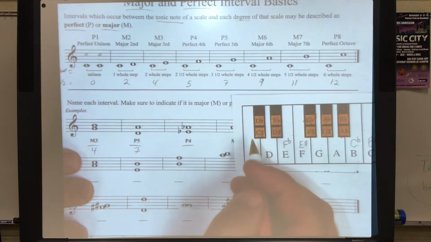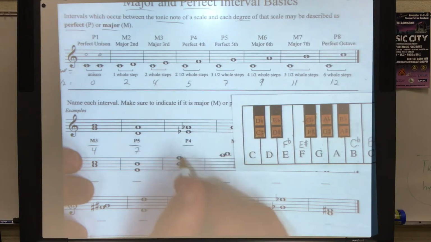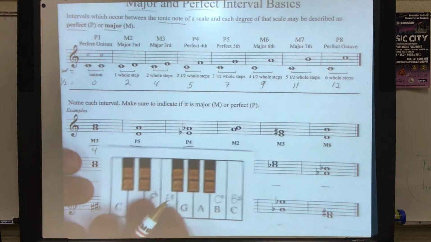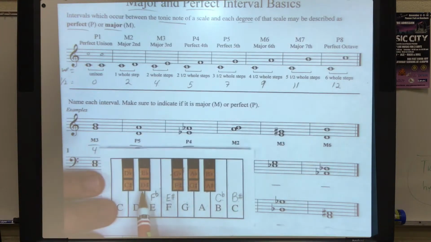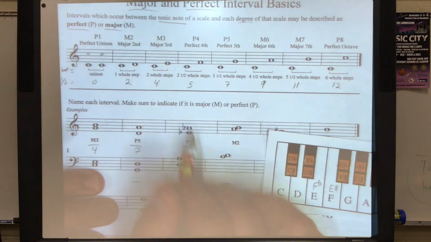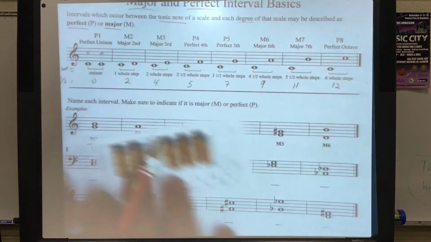Okay, perfect fourth is our next interval. And we start on E flat, so let's look at our keyboard. E flat, 0, 1, 2, 3, 4, 5. 5 half steps. We see that 5 half steps is a perfect fourth, so that one's correct.